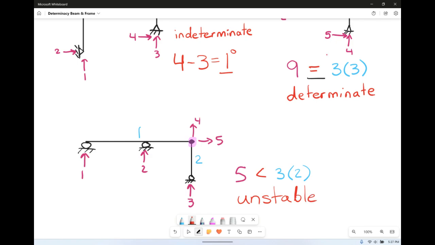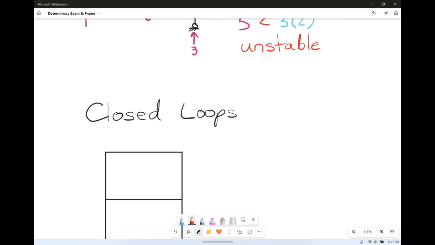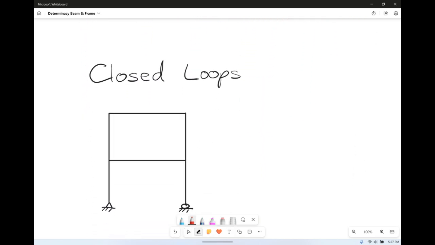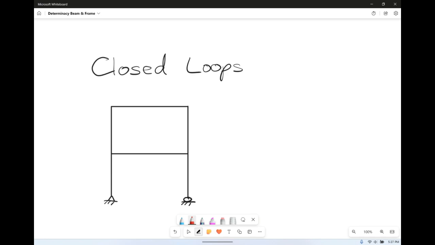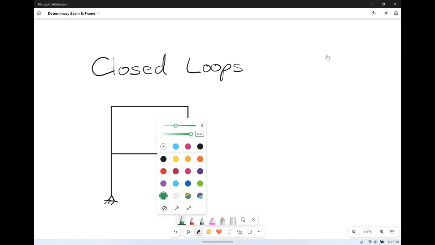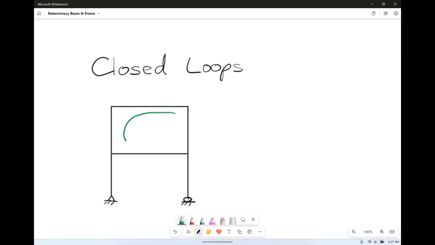That's unstable. There's actually another reason it's unstable, but in terms of the equation here, it's simply that we don't have enough reactions going on to prevent this thing from falling apart. So in terms of frames, there's only really a big thing going on that changes them from what you just looked at. The ones before were technically frames. But we want to look out for when we have a closed loop. A closed loop is when you have this kind of going on in here. You've created a box inside of your members.